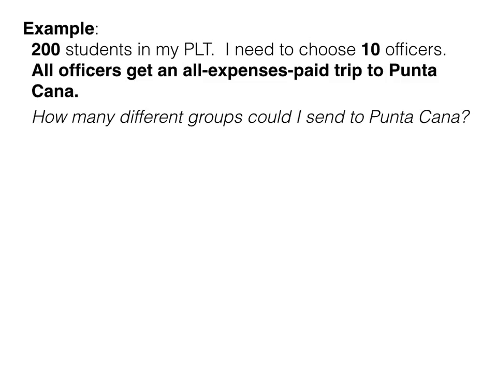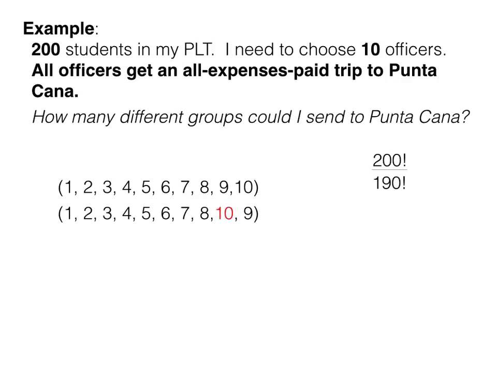Again, same example, 200 students, 10 officers, all expenses paid trip to Punta Cana this time. So this time, order doesn't matter, right? The hotel doesn't care what the titles of these officers are. They just want to know which rooms to book. So remember, we had 200 factorial divided by 190 factorial total different groups of 10. But we know that 1, 2, 3, 4, 5, 6, 7, 8, 9, 10 is the same thing as 1, 2, 3, 4, 5, 6, 7, 8, 10, 9, which is the same thing as 1, 2, 3, 4, 5, 6, 7, 10, 8, 9, as far as the hotel is concerned.